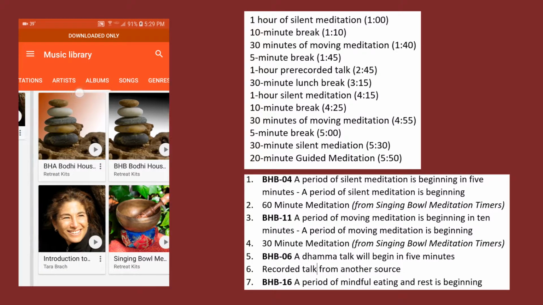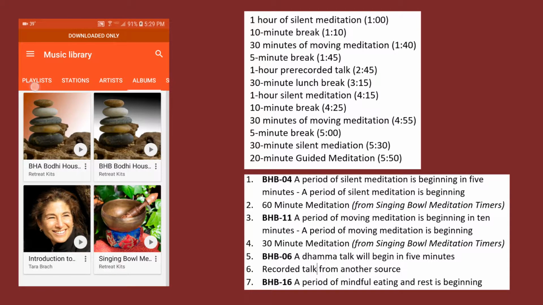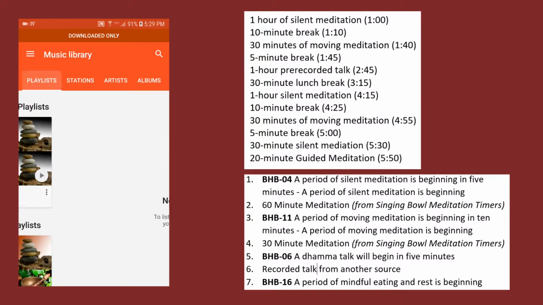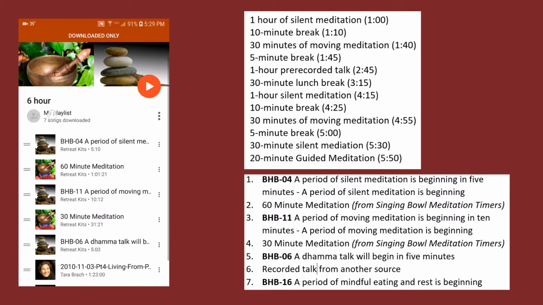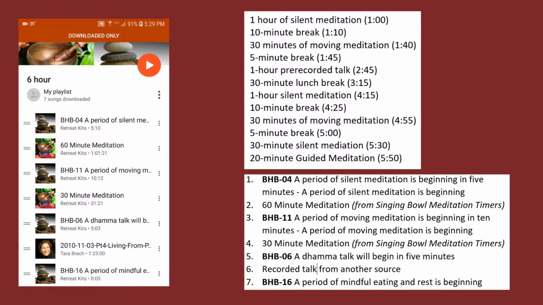I'm going to go back, and I'm going to go to Playlists, and then I'm going to open the 6 Hour playlist. And we look and we compare this to what we have on our sheet. So BHB04 is the first track, 60 minutes of meditation. BHB 11, 30 minutes of meditation. BHB 6, the Dhamma talk from an external source, and then finally BHB 16.